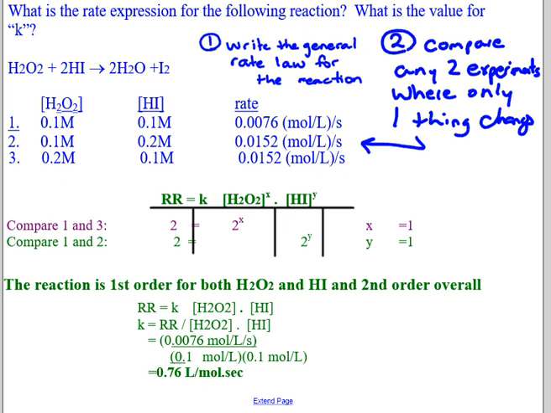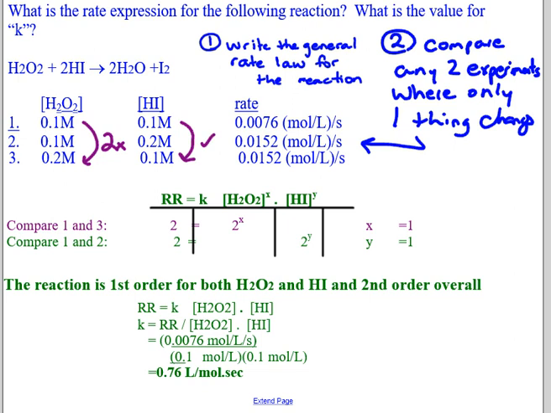Step 2. We're going to compare 2 of these experiments, and we want to compare 2 of the experiments where only one of my concentrations is changing at a time. For example, if I compare reaction 1 and reaction 3, I noticed from reaction 1 to reaction 3 that I started at 1 molar and changed the peroxide concentration to 2 molar. I have changed the peroxide concentration by 2 times. I have kept the concentration of hydrogen iodide the same.